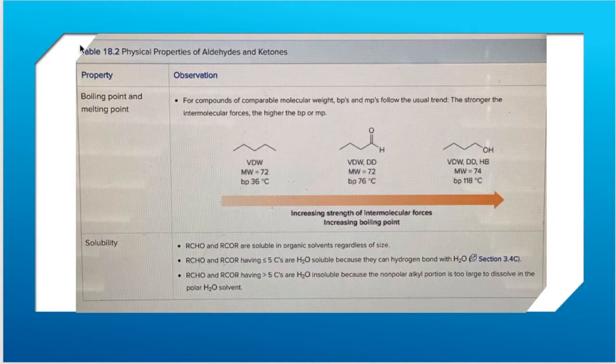Over here we can see some of the properties of aldehydes and ketones. For boiling point, as the intermolecular forces increase, the boiling point increases too. For solubility, aldehydes and ketones with fewer carbons are soluble in water, but if they have more than 5 carbons, they become insoluble because the nonpolar alkyl portion is too large to dissolve in polar water solvent.